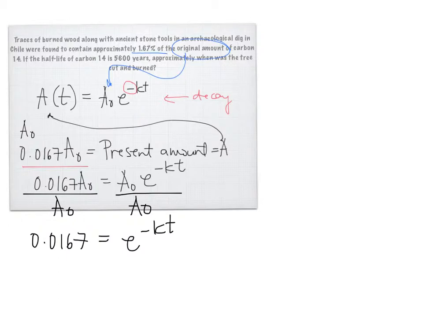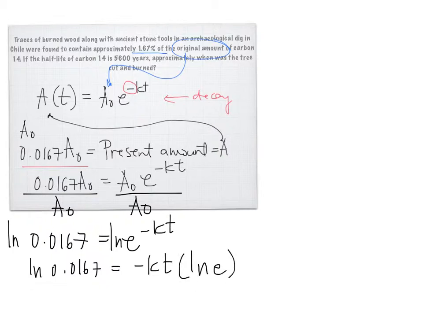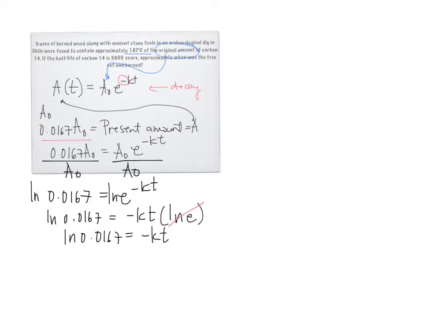And then if I take the ln of both sides, then this will become ln of 0.0167 equals negative k times t times ln of e. But ln of e is equal to 1, so this is 1. So we have ln of 0.0167 is equal to negative k times t. So the value of t is equal to ln of 0.0167 divided by negative k.